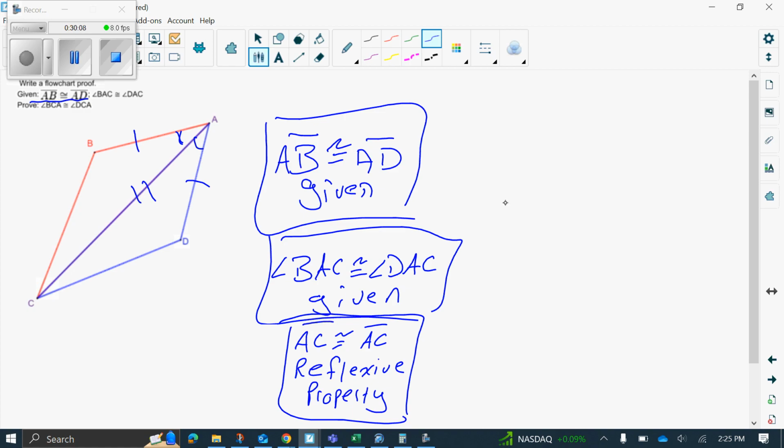We got a side, an angle, and a side. So we can say the triangles are congruent. So triangle BAC is congruent to triangle DAC. And that's side angle side.